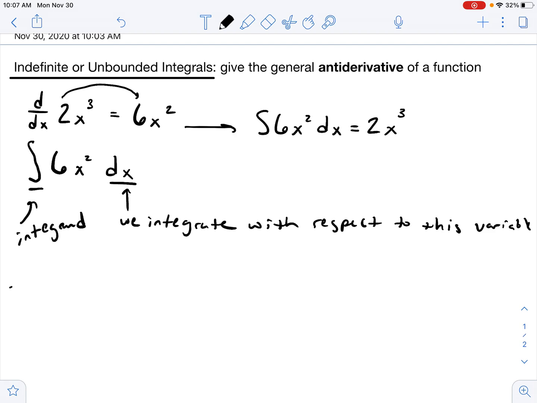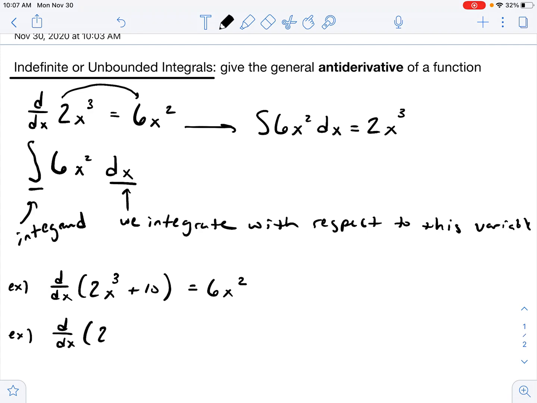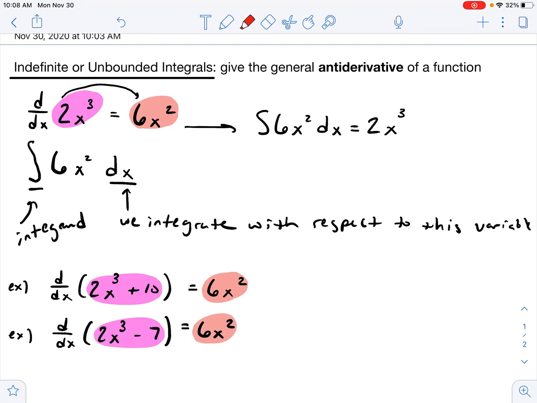Now, before I go too much further, I'd like to go through another couple quick examples here. What if I said take the derivative of 2x cubed plus 10? What would that be? Well, that's going to be 6x squared, and then the derivative of the 10 goes away. Or what if I said take the derivative with respect to x of 2x cubed minus 7? Well, again, what are we going to get for the derivative here? Once again, just 6x squared, okay? So one thing to note is that we took the derivative of three different quantities, and we got back the same end result here, 6x squared, okay?